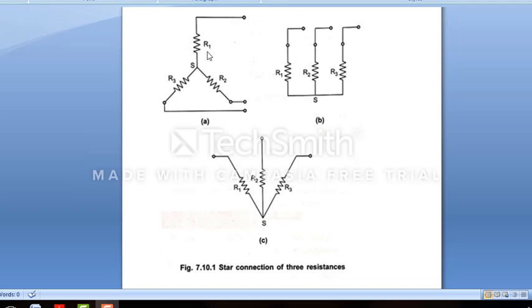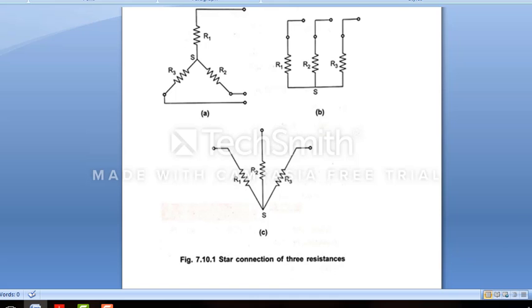If three resistances are connected in such a manner that one end of each resistor is connected together to form a junction point, you can see here, that junction point is called the star point, and then the resistances are said to be connected in star. This is also connected in star, this is also connected in star. So these are the star connections of three resistances.